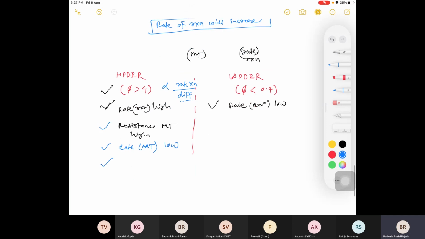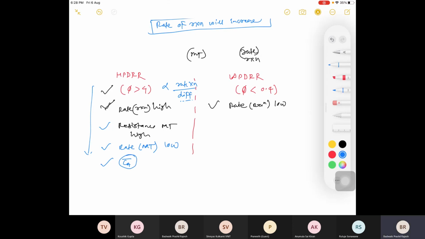The next point, I'm repeating, I already told this. Suppose there is a high pore diffusion resistance regime, meaning Thiele modulus is high and your resistance to mass transfer is high. That means concentration will decrease as I move inside the catalyst. So I need to take the average concentration here.